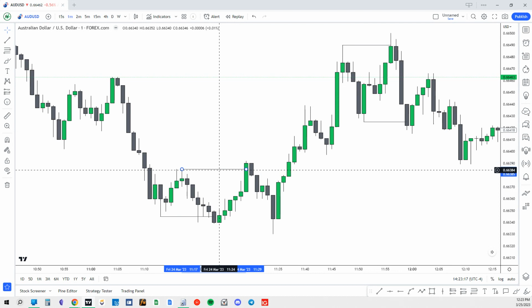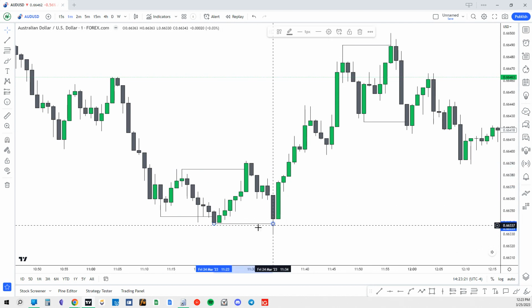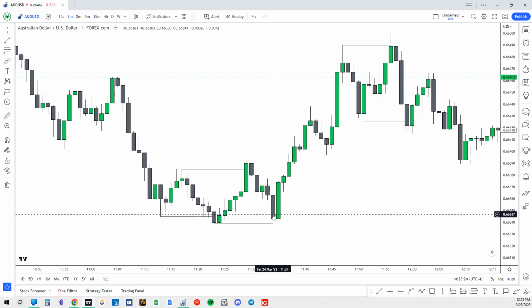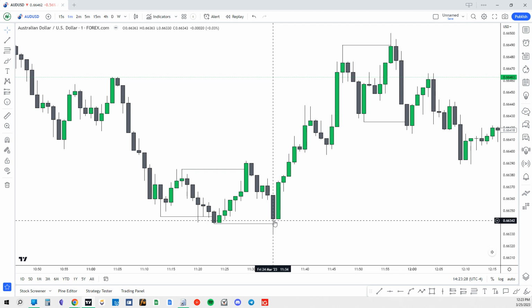At which point price retraces back down, and we can see this low right here. It does wick below it. So that's not actually a candle closure, that's just a wick. And you can note that by the body piercing down below it.